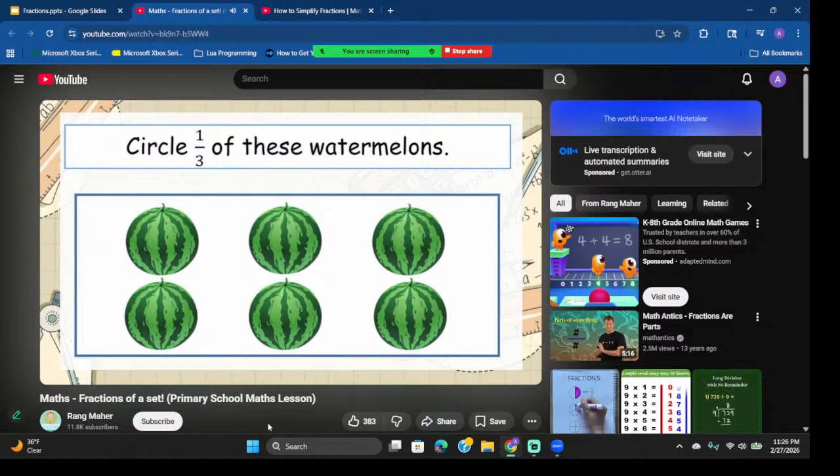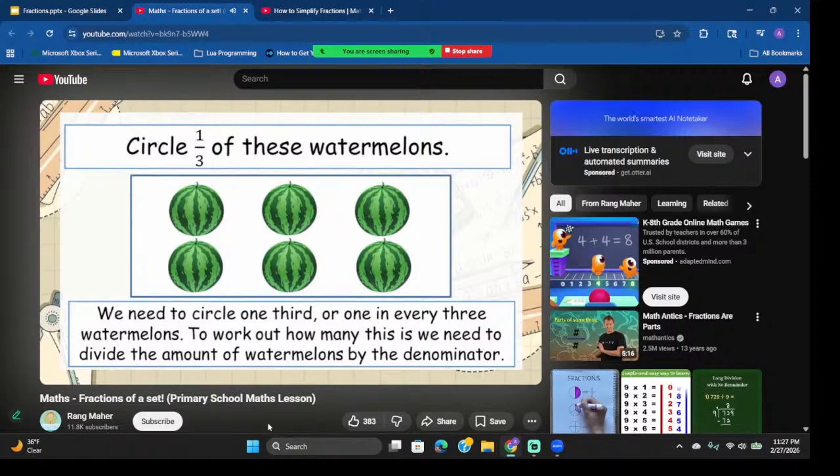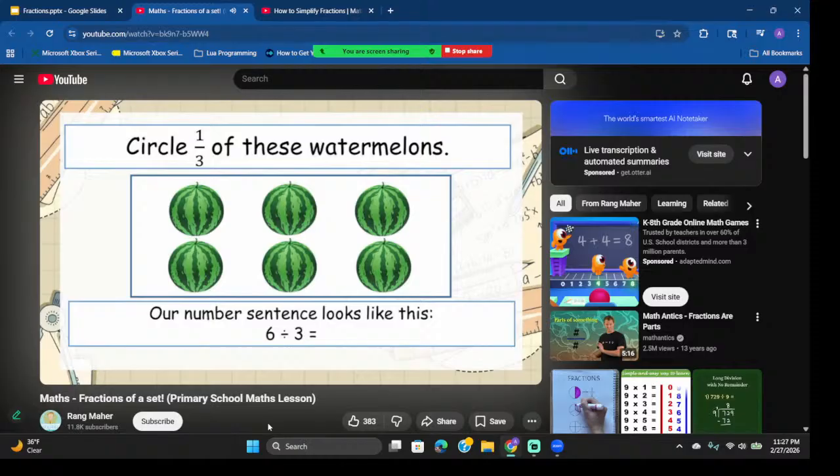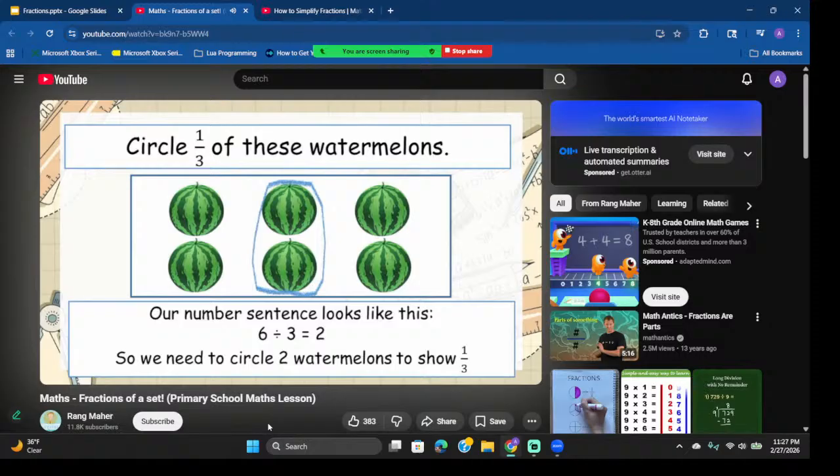Well, how did you get on? Remember, we need to circle 1/3 or 1 in every 3 watermelons. To figure out how we might do this, we can divide the amount of watermelons by the denominator. In this case, that's 3. So 6 watermelons divided by 3 is equal to 2 watermelons. So 1/3 is equal to 2. You would get exactly the same answer if you marked 1 in every 3 watermelons. See? Okay, try this one all by yourself.